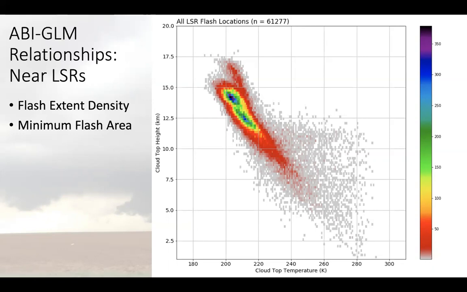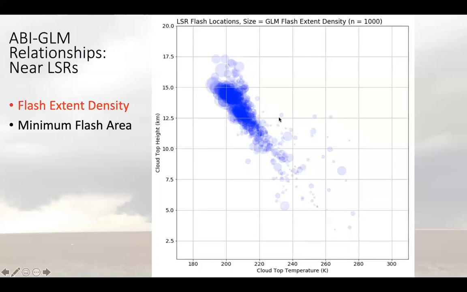We can again see the height and temperature relationship, and that is actually even more strongly defined in this case. So we are now sampling a much more intense region of convection than before. This really begs the question of how our GLM variables change when moving around in this space instead. When plotting the FED variables as the size of each scatter plot point, we see very high values that occur at the ends.